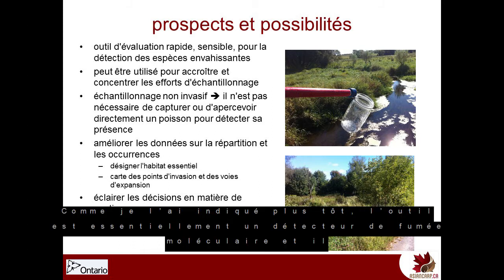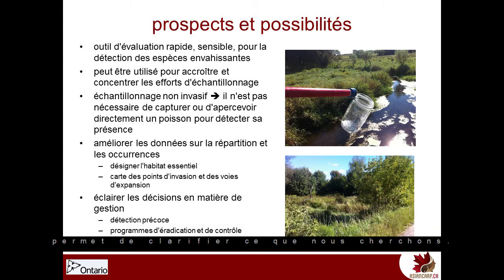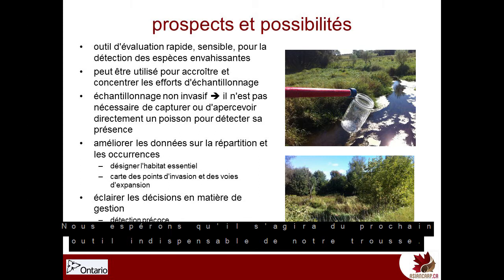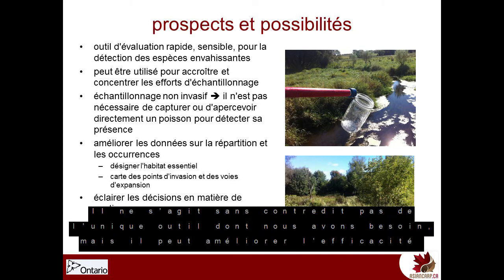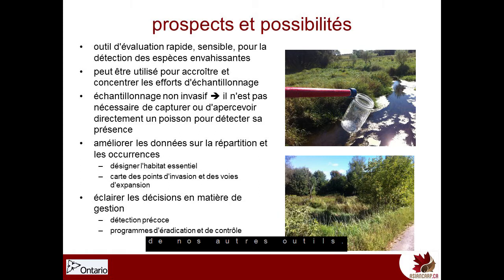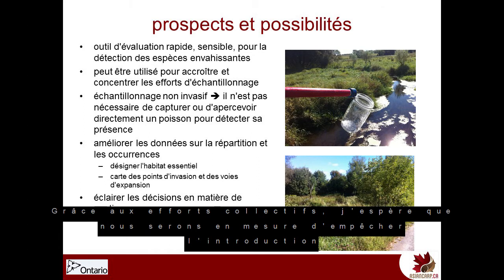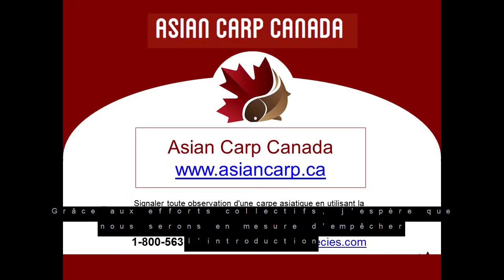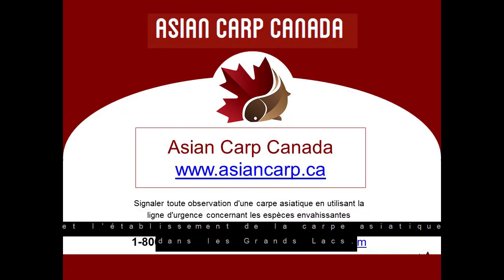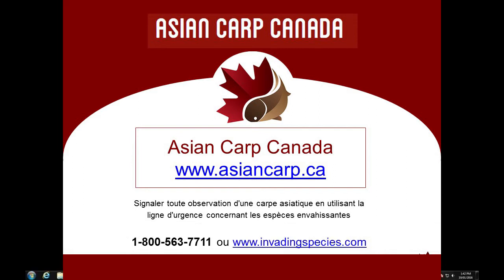So as I said earlier, it's basically a molecular smoke alarm and a way of clarifying where we want to be looking, but the hope is this will be one new tool in our toolkit. It's definitely not the only tool, but this can help enhance the effectiveness of our other tools. And through the collective effort, really hope that we manage to prevent Asian carp and their ilk from getting established in the Great Lakes. Thank you.